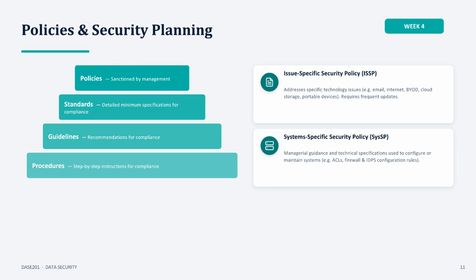The second is a systems-specific security policy or SysSP. This provides more specific guidance about systems and technical controls. For example, it could include access control or firewall configurations. The main thing I learned is that policies can help turn security goals into clear rules and action. They help employees understand what they are expected to do.